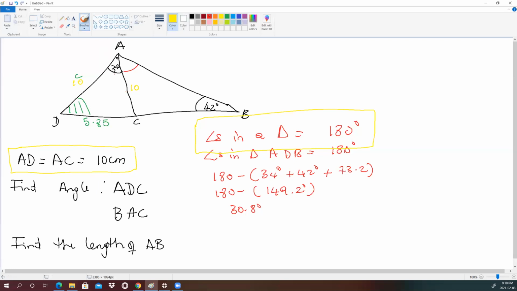So that's that for that question. Any questions on finding angle BAC? Yes, Miss. Are you okay? That's okay. All right. Now let's go ahead and find, what are we finding now? The length of AB. Let me just clear this.